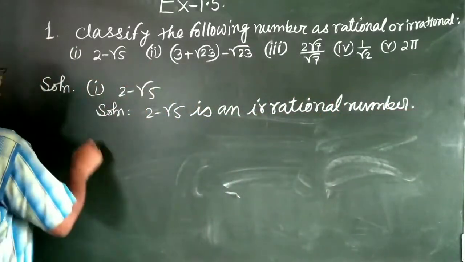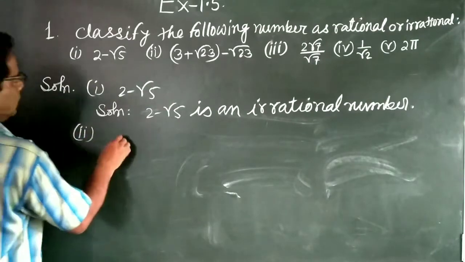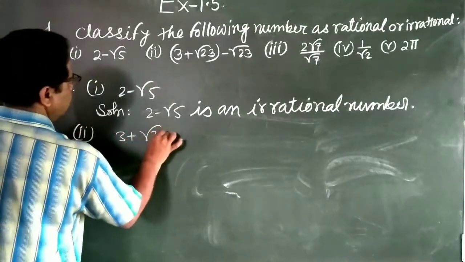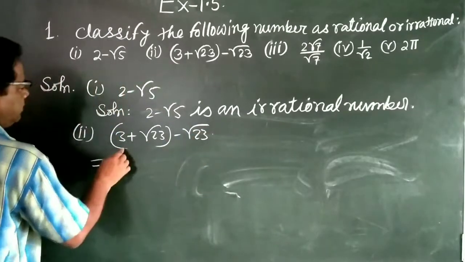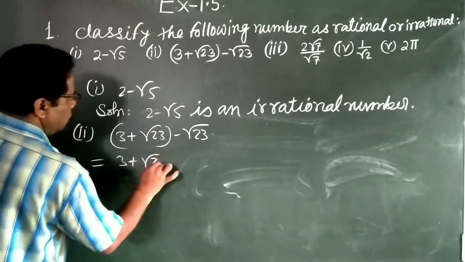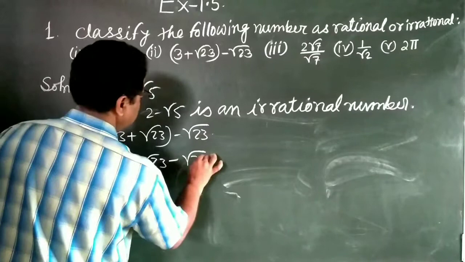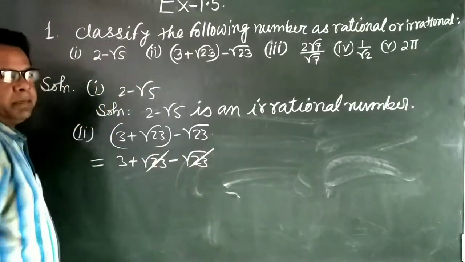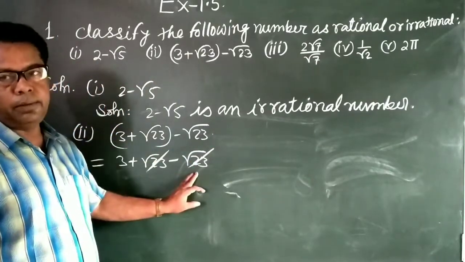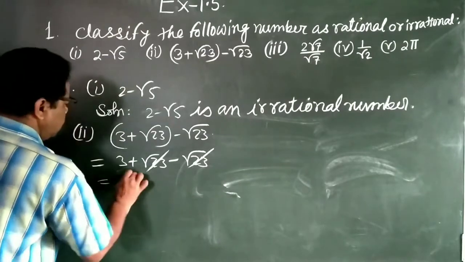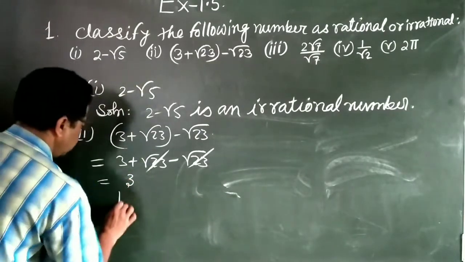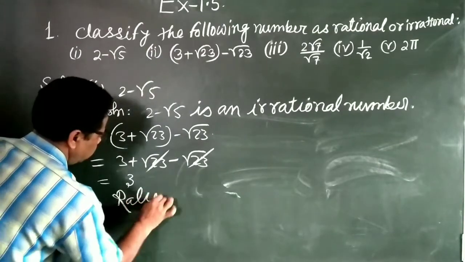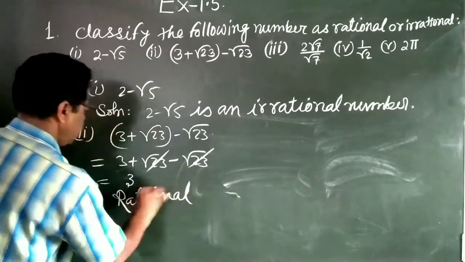Question number 2. 3 plus root 23 minus root 23. If we open the bracket, that is 3 plus root 23 minus root 23. Plus and minus root 23 cancel. So the remaining 3 is free from root, that is why this is a rational number. It is a rational number.